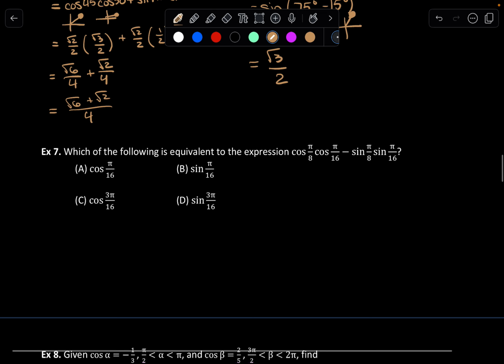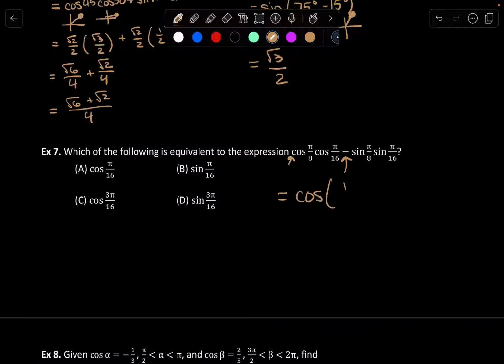All right, so here's a multiple choice. Which of the following is equivalent to the expression cosine pi over 8 times cosine pi over 16 minus sine pi over 8 times sine pi over 16? So I see that cosine is paired with itself. Therefore, this is going to be a cosine identity. And I see that minus. And for cosine, it's going to change signs. So we have the sum identity for cosine.